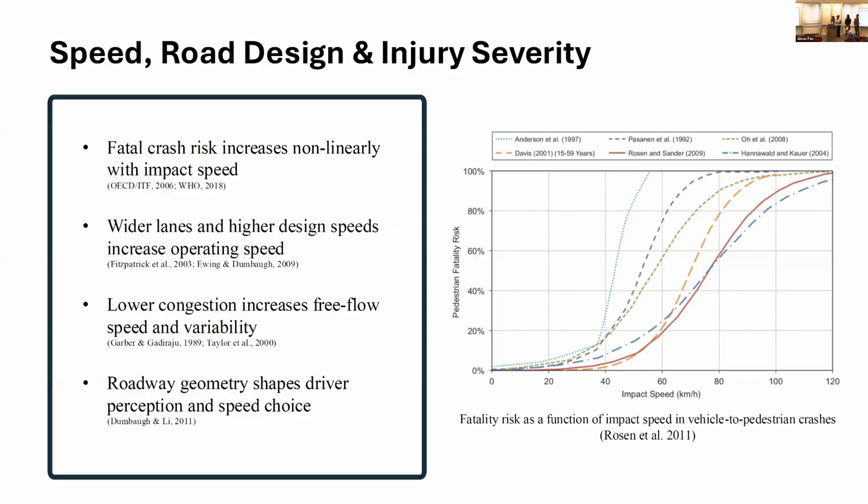First, the fatal crash risk increases non-linearly with the impact speed, just as shown in this curve. And second, the roadway design influences the operating speed. Wider lanes and higher design speeds are associated with faster travel speed. And third, low congestion conditions increase the free flow speed potential and variability. And finally, the roadway geometry shapes the driver perception and speed choice. So overall, these findings support the structural logic of our hypothesis.